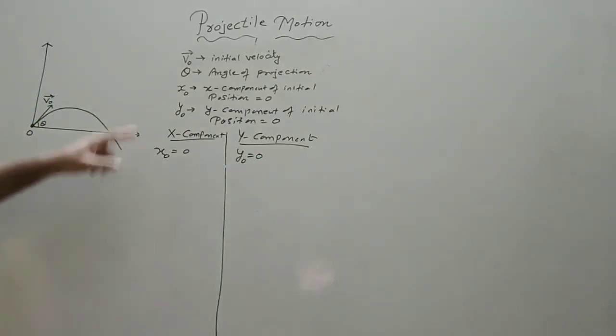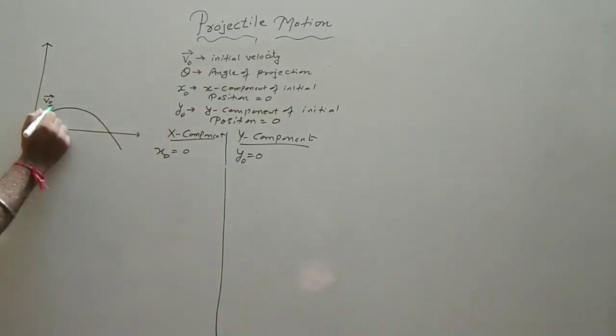Now what is the initial velocity? That is the v naught vector. So we resolve this initial velocity into two components.